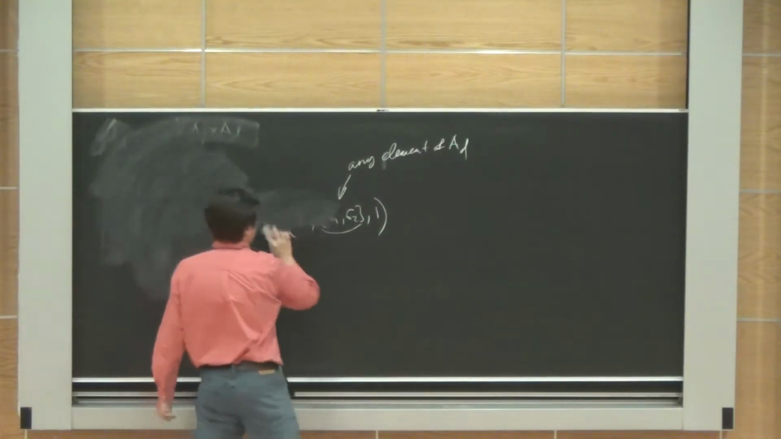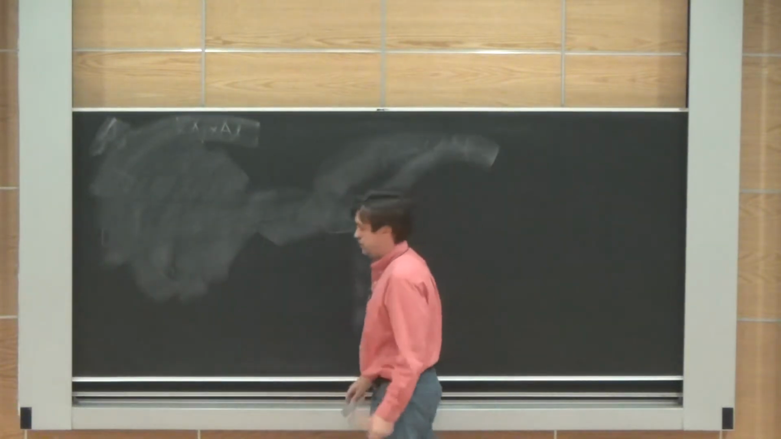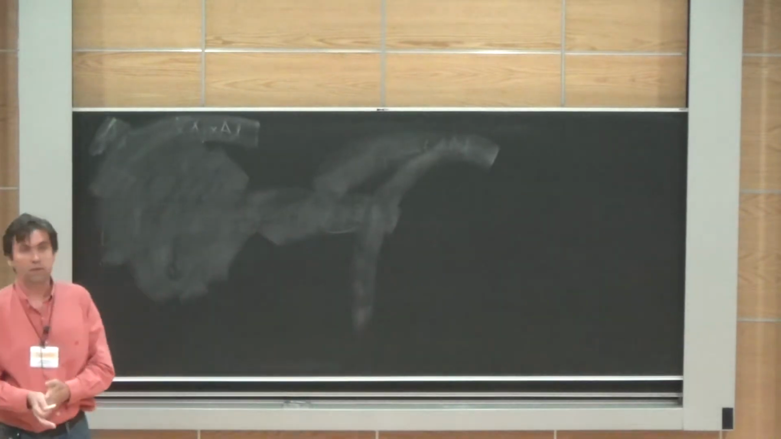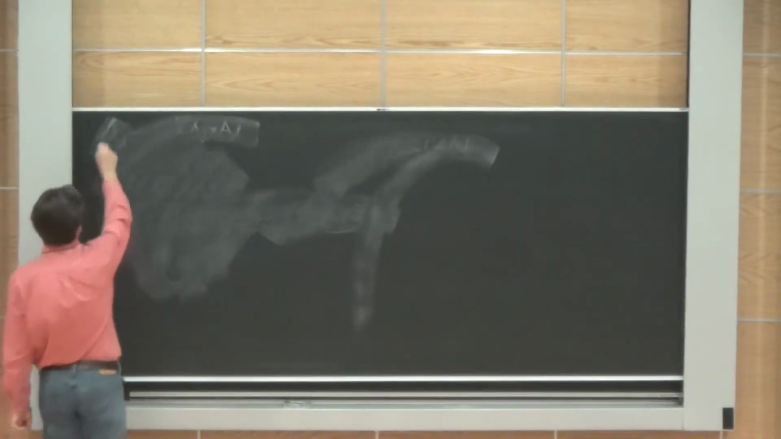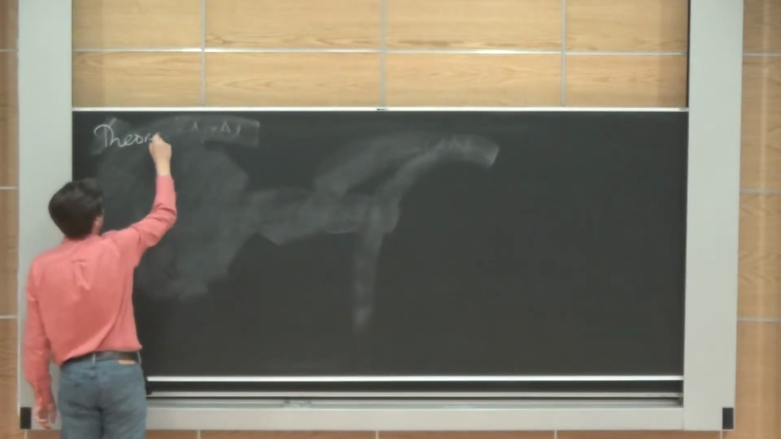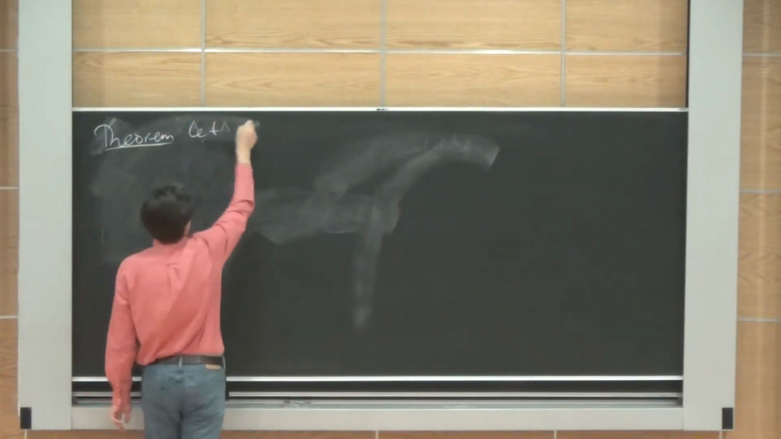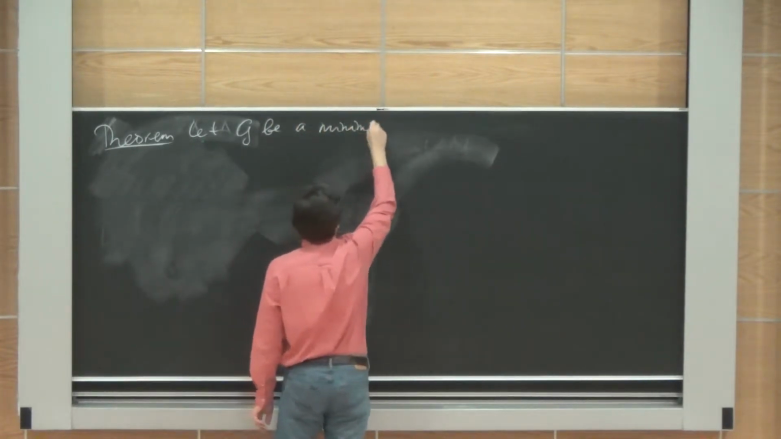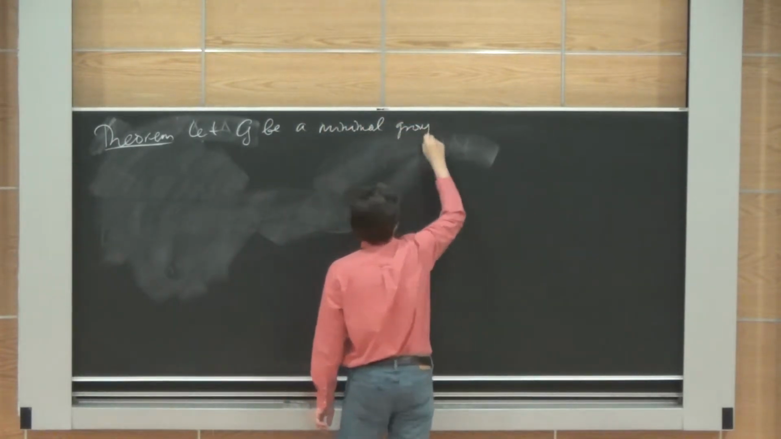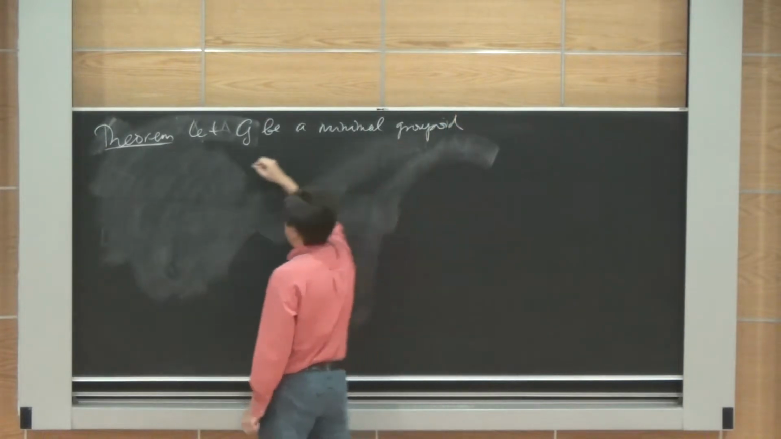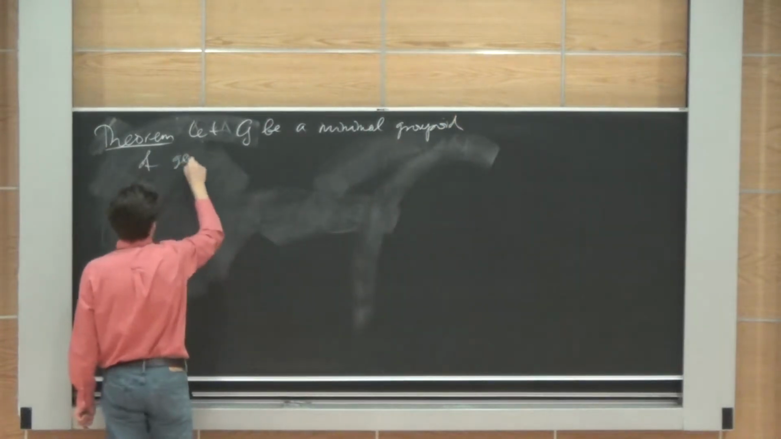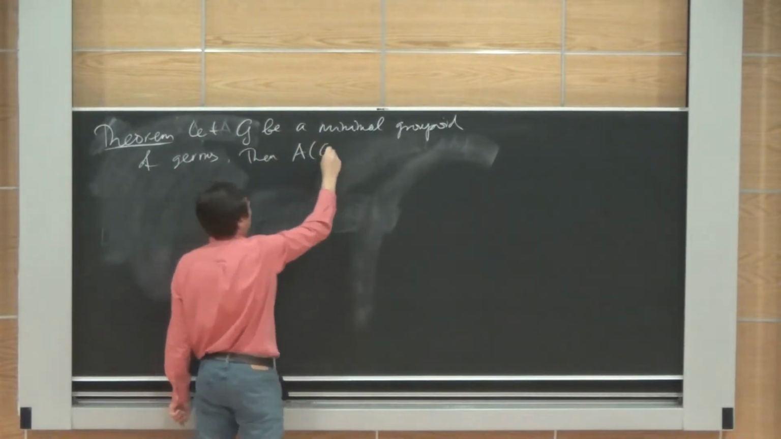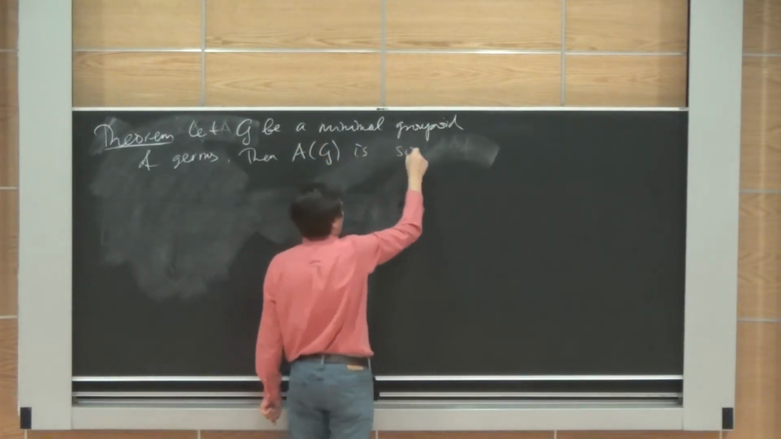Okay, so now let's prove that a minimal groupoid of germs is simple. Let me remind you the theorem. Let G be a minimal groupoid of germs. Then A of G is simple.